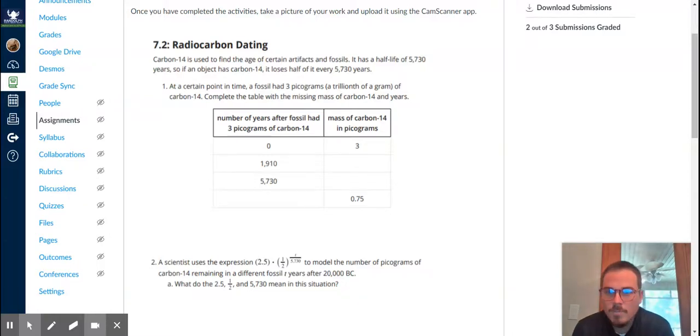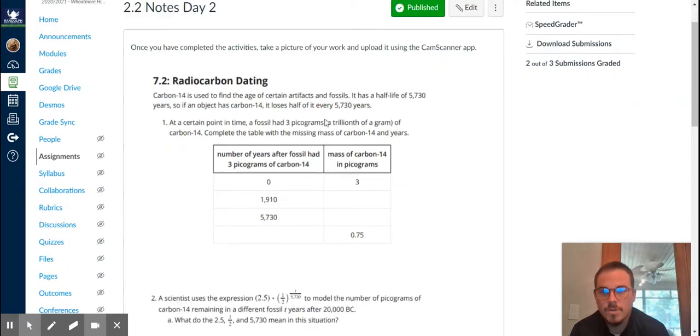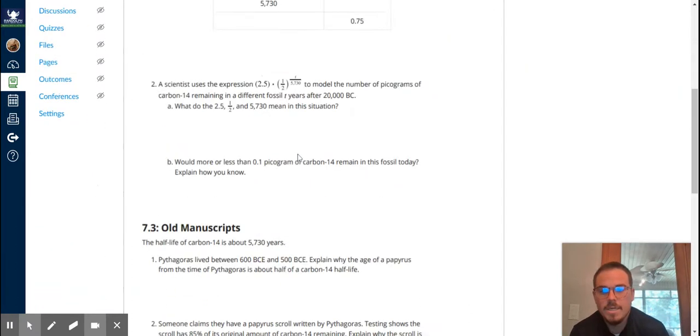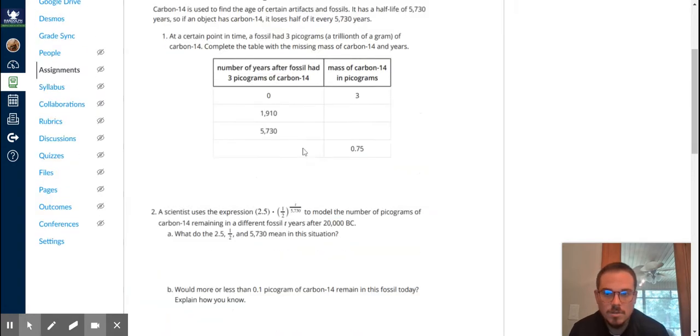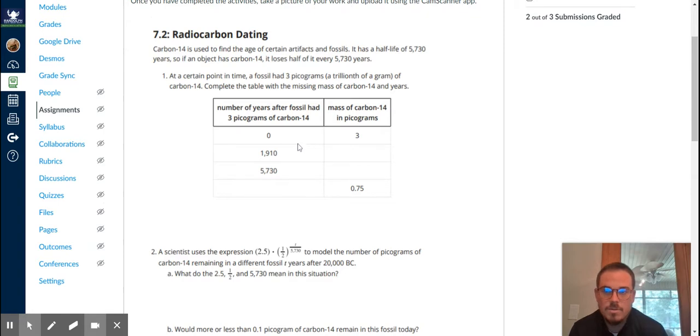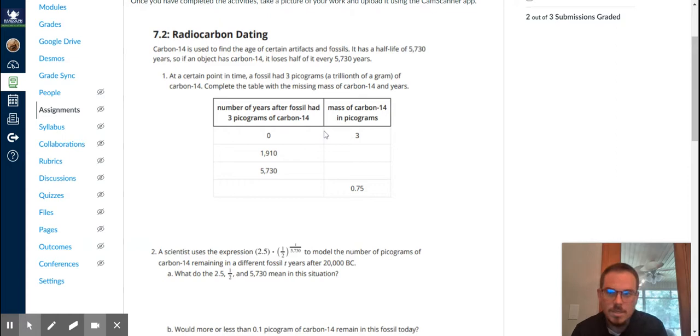All right. So for today's notes, you're going to complete 7.2 radiocarbon dating and 7.3 old manuscripts. When we take a look at 7.2, you've got two problems here, but there's a bit involved in these. It says carbon-14 is used to find the age of certain artifacts and fossils. It has a half-life, which was one of our learning targets, of 5,730 years.